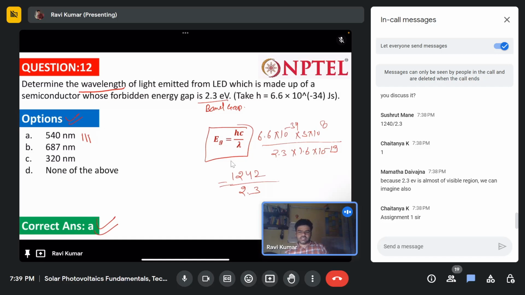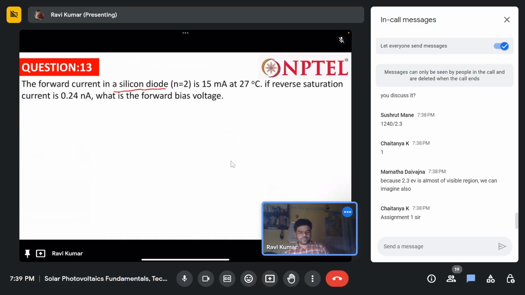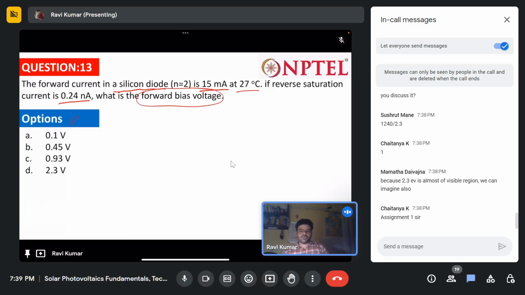Next question, it says the forward current in a silicon diode is 12 milliampere at 27 degrees Celsius. If reverse saturation current is 0.24 nanoampere, what is the forward bias voltage? These are the options. Someone please write the formula which is applicable here.